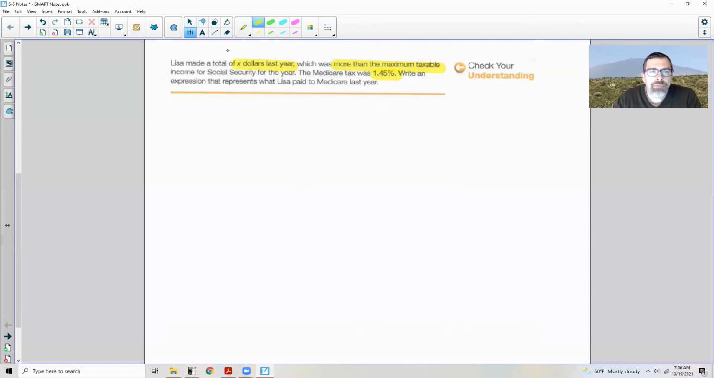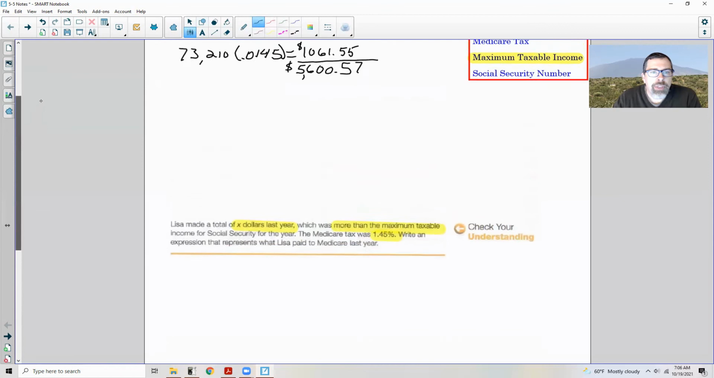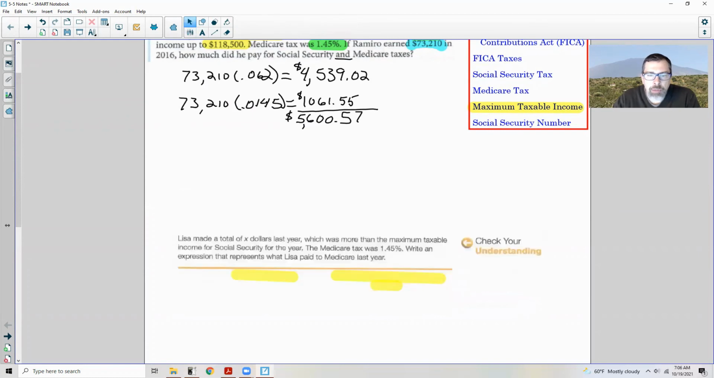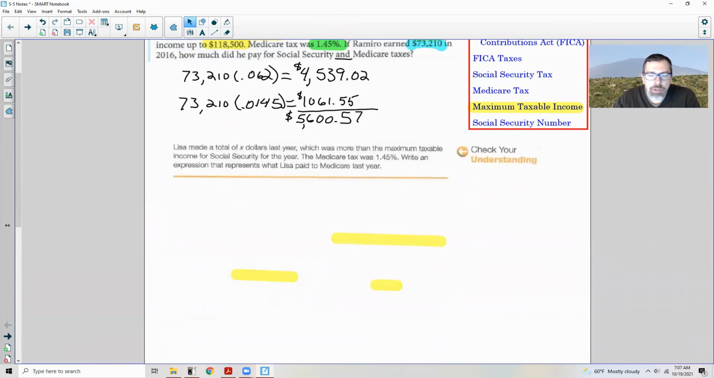So let's go back up here. I want to see that 118.5. So if Lisa made a total of X dollars here, let me move this up so we can work up here. Medicare tax 1.45, X dollars and more than. All right, here we go. So X dollars is greater than $118,500.